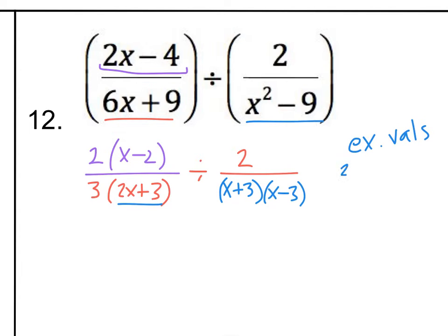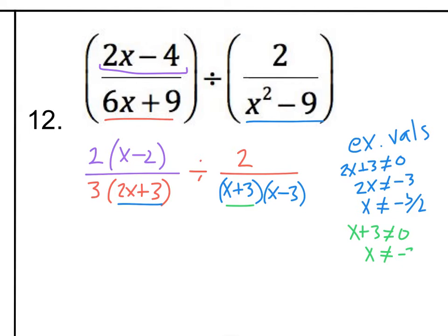2x plus 3 cannot be 0. That means that negative 3 cannot be 2x, and that x cannot be negative 3 over 2. Next up, we've got x plus 3 cannot be 0, which means that x cannot be negative 3. And then finally, we've got x minus 3 cannot be 0, and x cannot be positive 3.